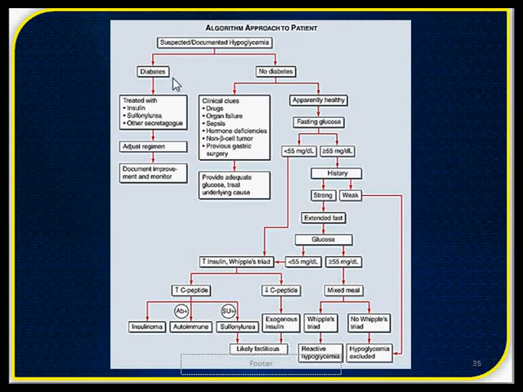Diabetic hypoglycemia: if we know that the patient is a diabetic, is he on insulin? Is he or she on a sulfonylurea or other secretagogues like repaglinide or nateglinide? This is important because these are the drugs we know which have the potential to cause hypoglycemia. Then adjust the regimen: adjust the insulin dose, reduce the sulfonylurea or withdraw the secretagogue, and add on a sensitizer like metformin or thiazolidinedione, or use DPP-4 inhibitors. Document improvement and monitor the patient.